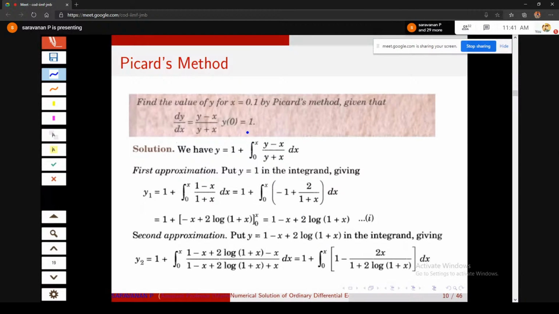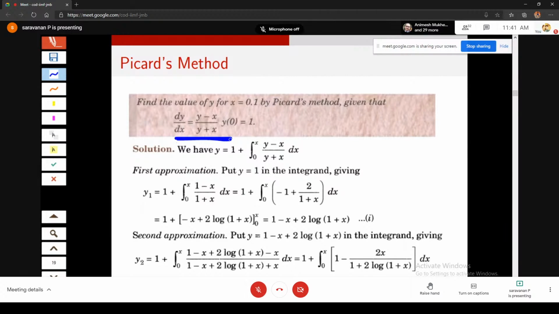Another problem. dy by dx is this. You see that this is not linear. You cannot write this in terms of dy by dx plus py equal to q, the Leibniz form. Okay. Now find the value of y for x equal to 0.1 by Picard's method.